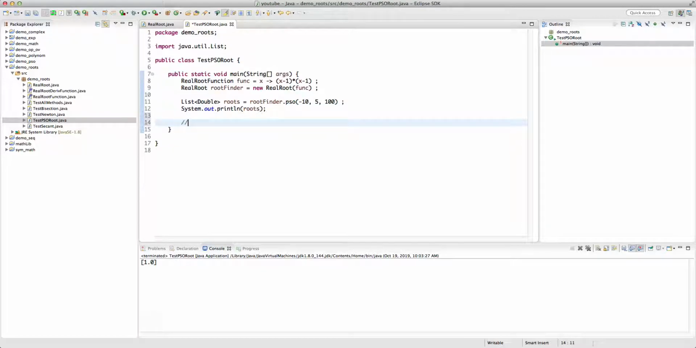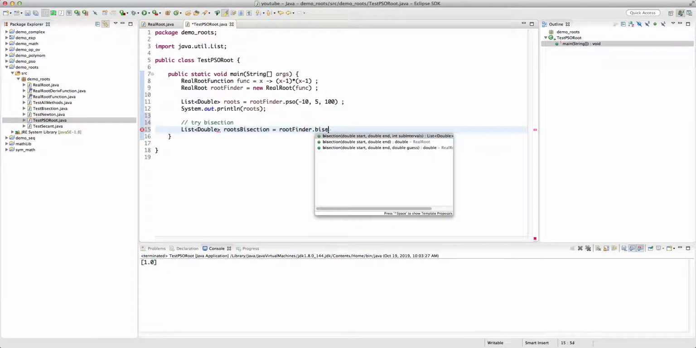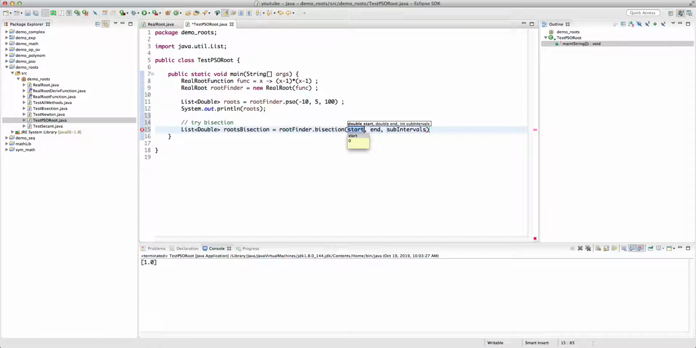So let's try bisection. We're going to return a root or the list, double roots bisection equals root finder bisection. We're going to return a list here. Start is -10 to 5, 100 subintervals, and we're going to sys out the roots bisection. All right, let's see.